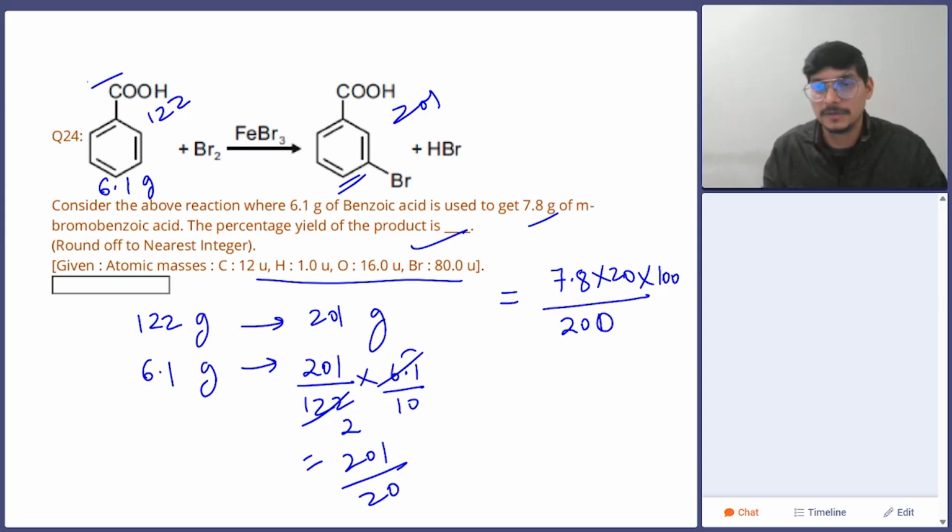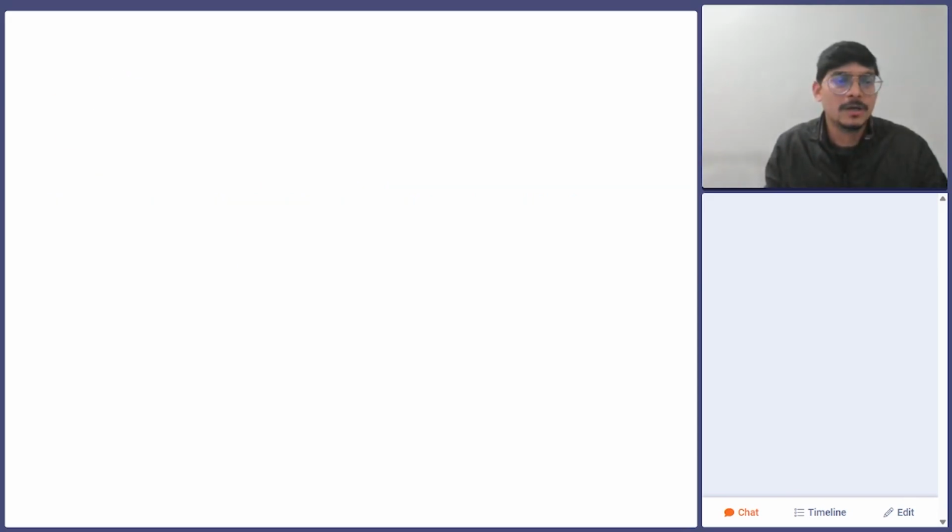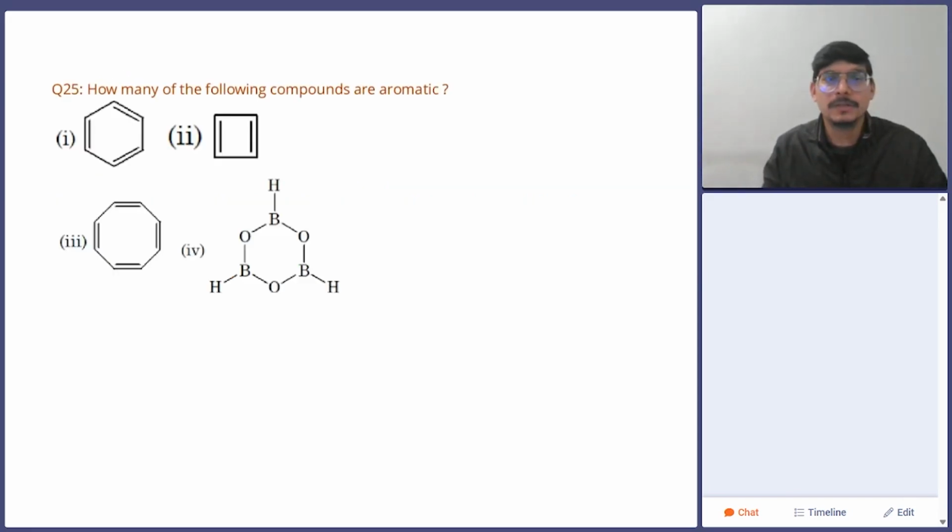That will greatly simplify your calculation. So yes, that will give your answer as approximately 78, which indeed is the correct answer here. Okay, moving to the next question: how many of the following compounds are aromatic?